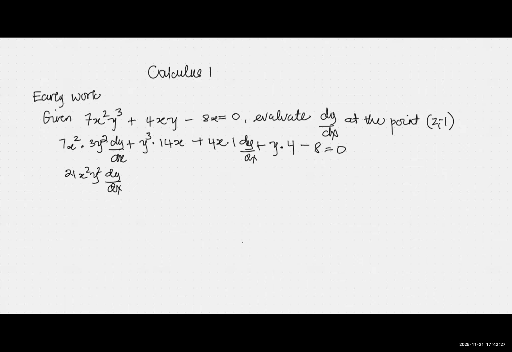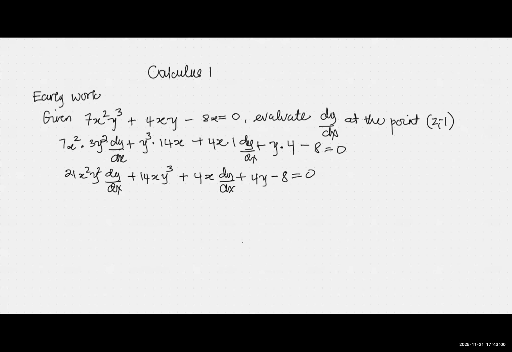And then this is going to become now plus 14x y cubed plus 4x dy by dx plus 4y minus 8 equals 0.